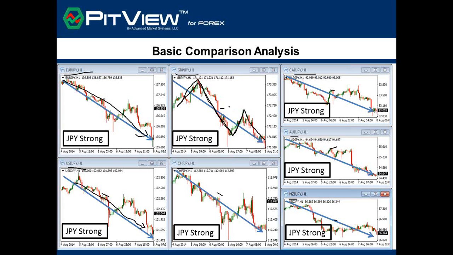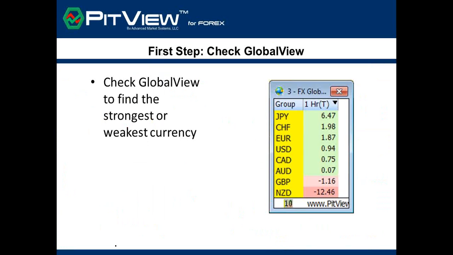So what group view is going to do is analyze, all right, we know the yen is strong, but which currencies is the yen strongest against, and which currencies is the yen trading the weakest against as far as relative strength. That's what group view is going to do for us.